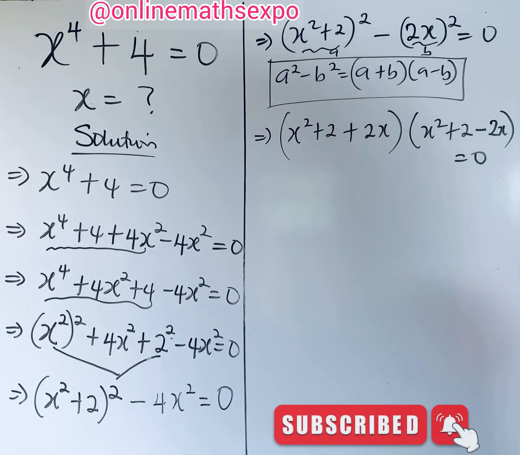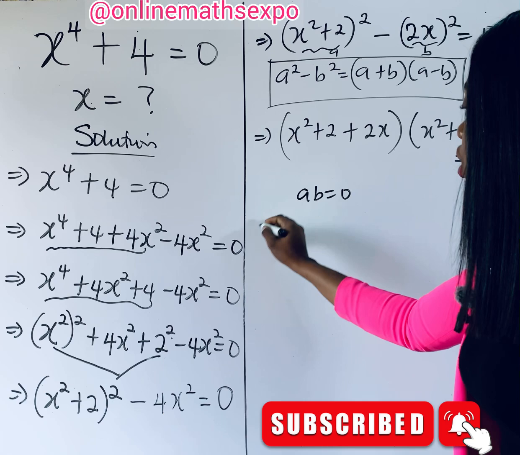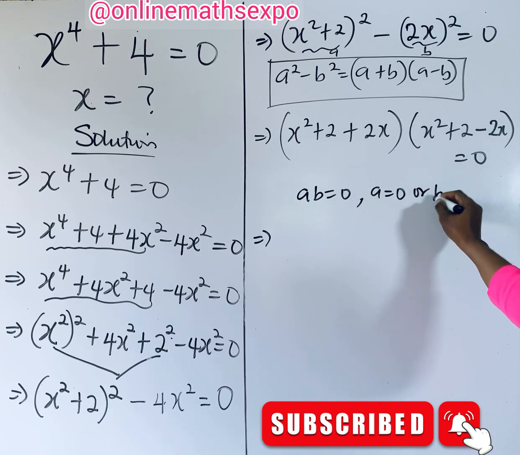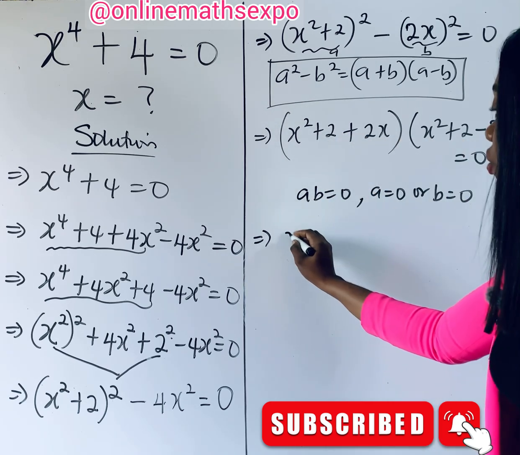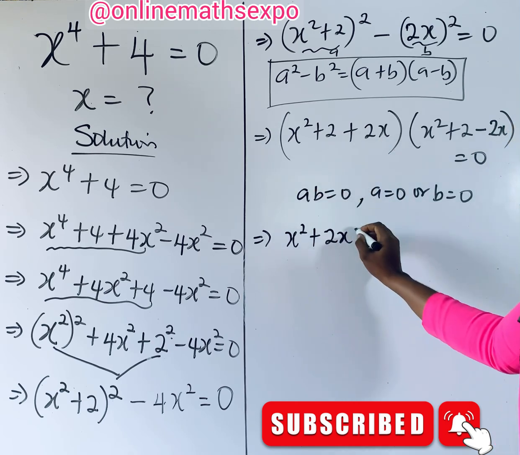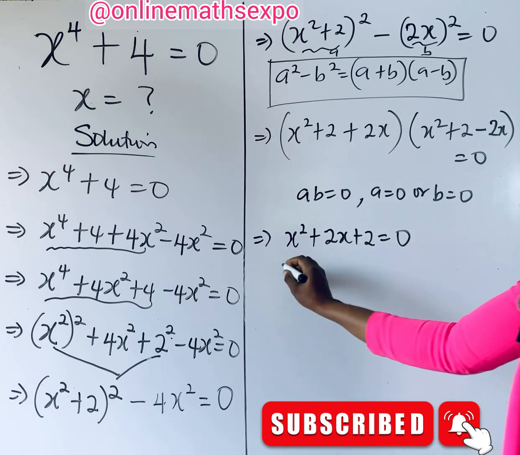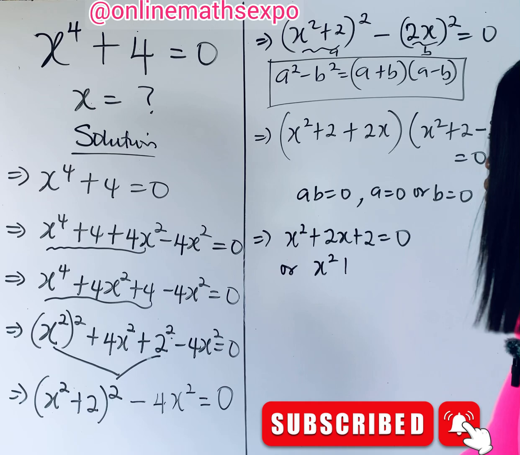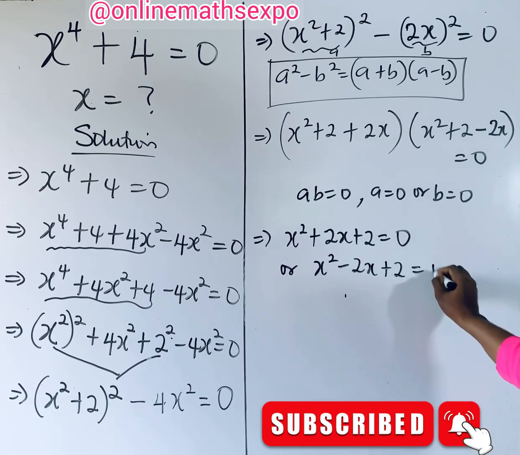Interesting. Now, when you have a times b equal to 0, it simply means that a is equal to 0 or b is equal to 0. Now, simplify this: you rearrange, so you have x squared plus 2x plus 2 is equal to 0, or that x squared minus 2x plus 2 is equal to 0.